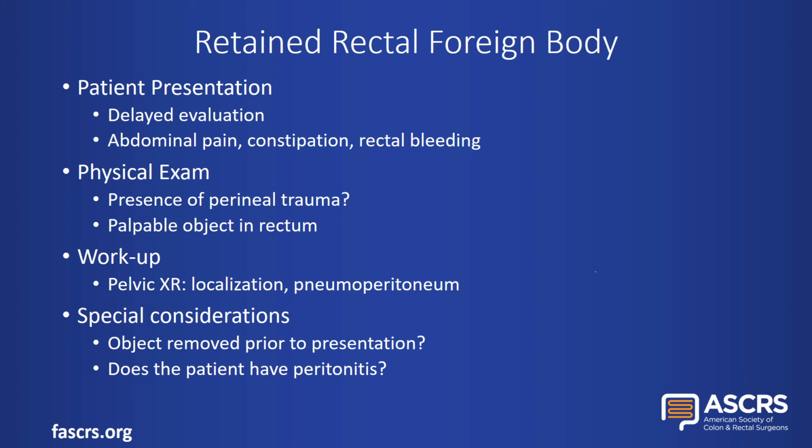An object may or may not be palpated in the rectum depending on the depth and the patient's ability to tolerate a rectal exam. A pelvic X-ray can be used to localize and characterize the object. It can also assess for pneumoperitoneum. It is important to remember that patients can still present with rectal trauma even if the object had been previously removed. Peritonitis can be an ominous sign of a peritoneal rectum or colon perforation requiring emergent surgical intervention.